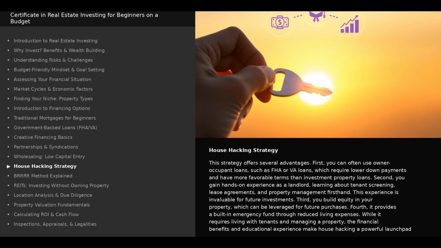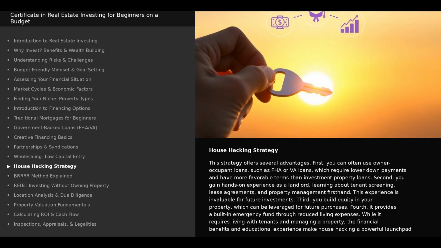This strategy offers several advantages. First, you can often use owner-occupant loans, such as FHA or VA loans, which require lower down payments and have more favorable terms than investment property loans. Second, you gain hands-on experience as a landlord, learning about tenant screening, lease agreements, and property management firsthand. This experience is invaluable for future investments.